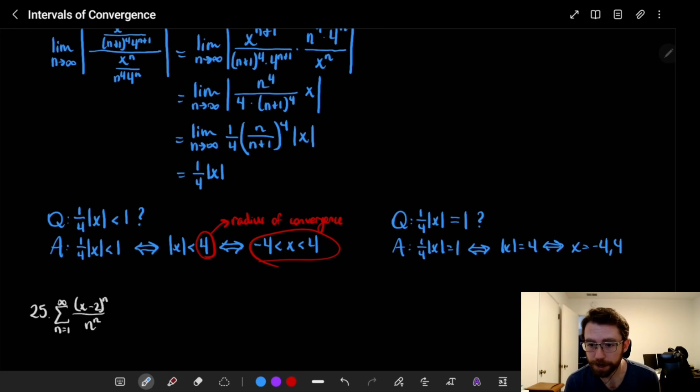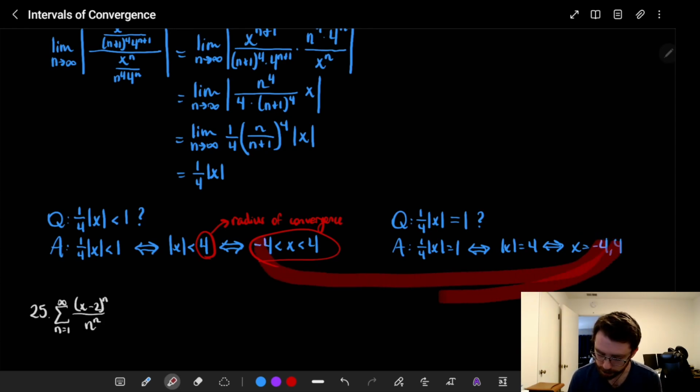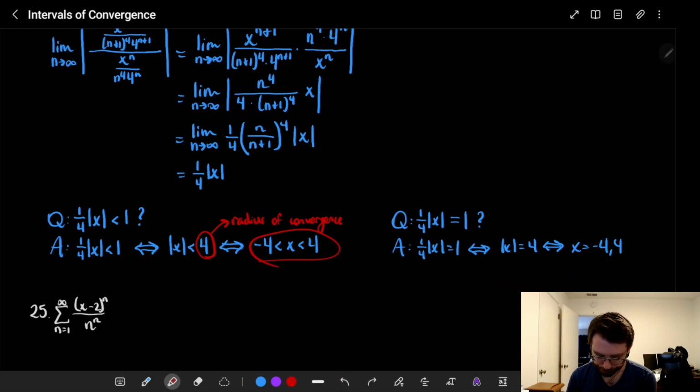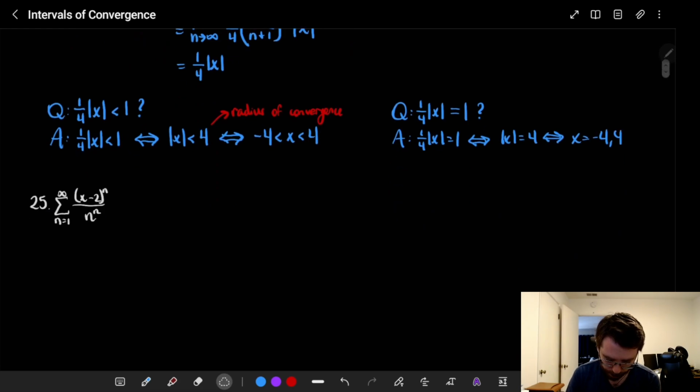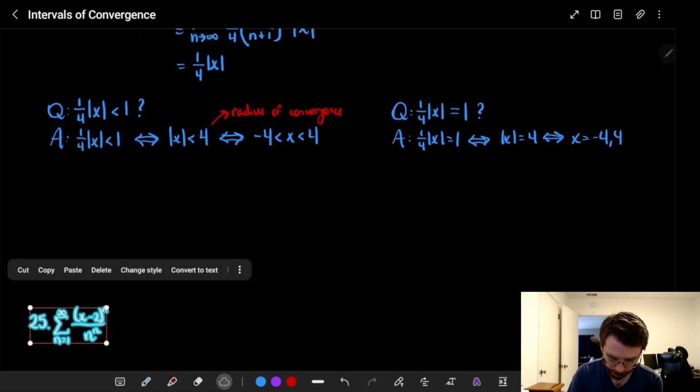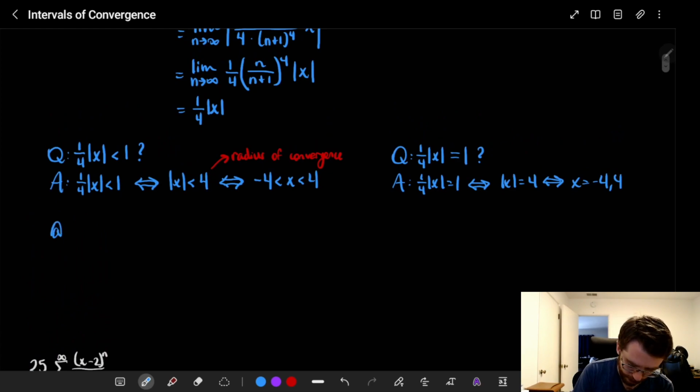Video is blocking that, apologies. Basically, you're just looking at the endpoints of this interval that you found in the previous step. Those are the extent where the ratio test might just give no conclusion. But if we actually check these, then we can see what happens. So let me scoot the next problem down. So I'll say at x equals -4 and at x equals +4. And then we'll end up with some interval of convergence at the end.